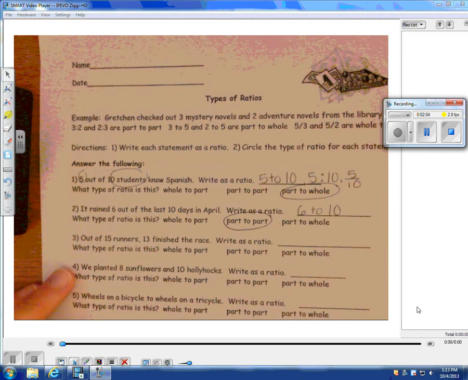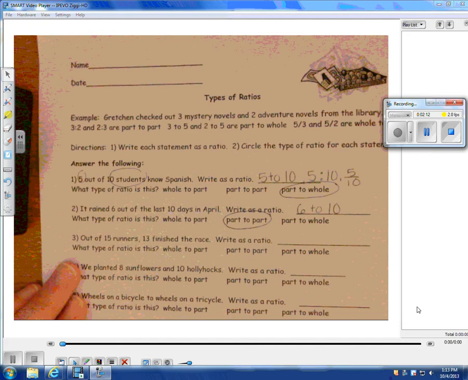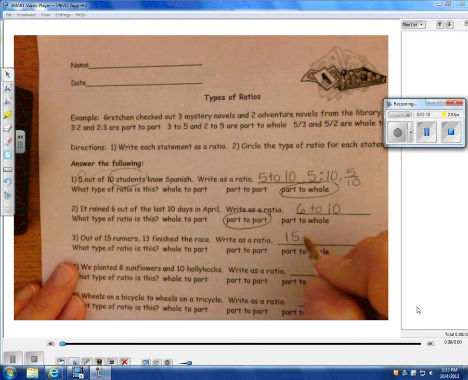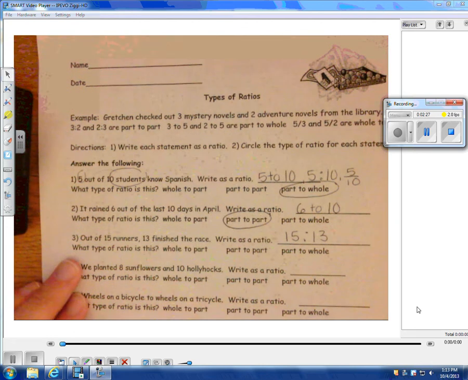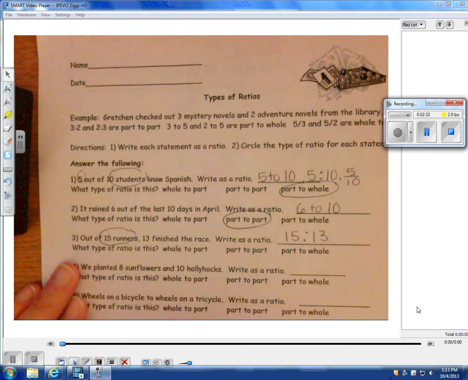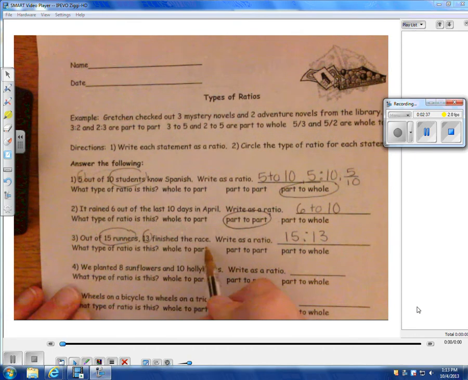Look at number 3. Out of 15 runners, 13 finished the race. Write it as a ratio. I'm going to use the colon form. So I'm going to say there are 15 runners to 13 who finished the race. Now what type of ratio is this? Well, our whole is 15 because it's out of 15 runners, and 13 finished that race. So we call that a whole to part ratio.